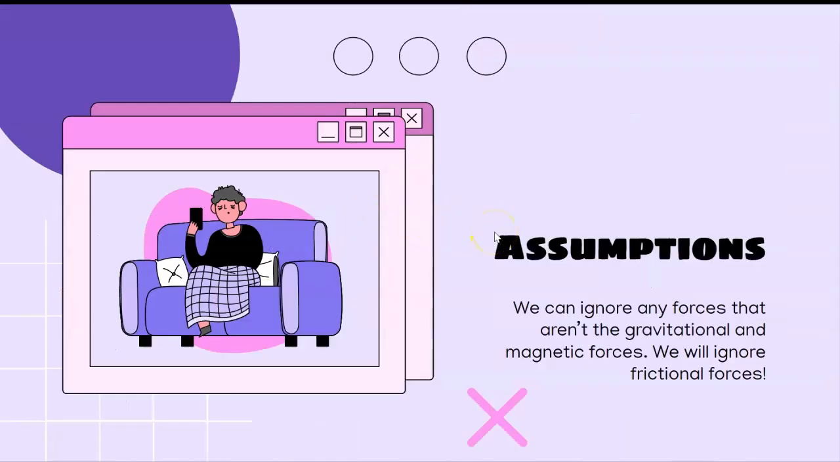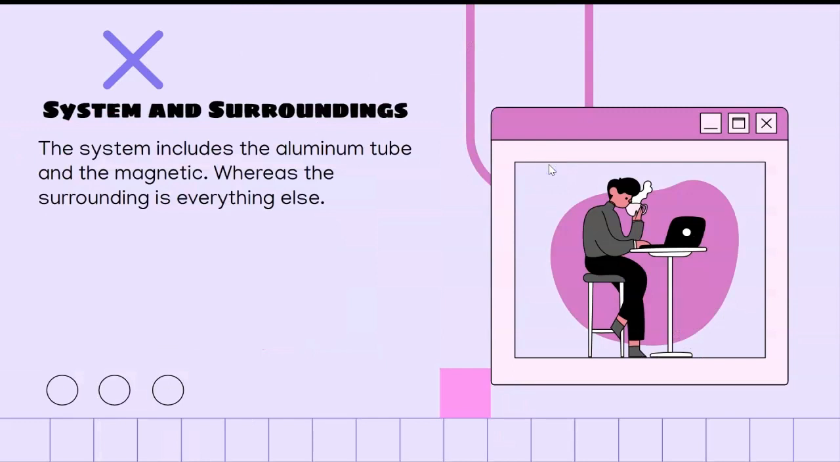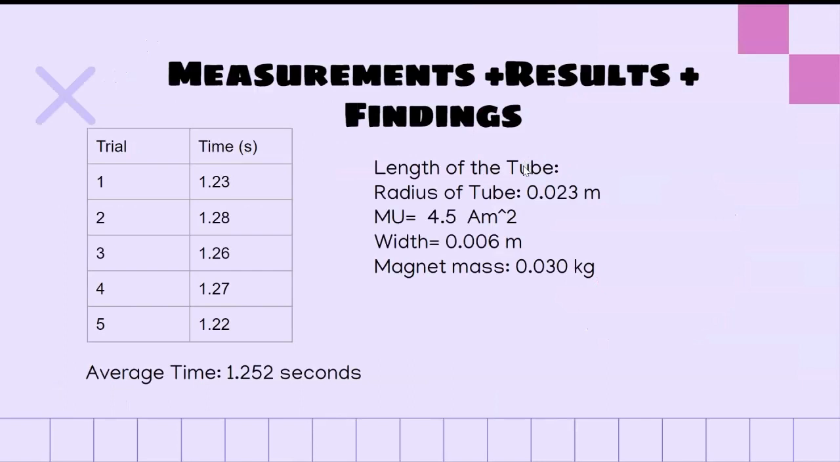So our assumption is that we can ignore any of the forces that are not gravitational or magnetic forces. So that means we'll ignore the friction force. So for systems and surroundings, the system includes the aluminum tube and the magnetic bar, whereas the surroundings are everything else that isn't that. So here are our measurements and results.